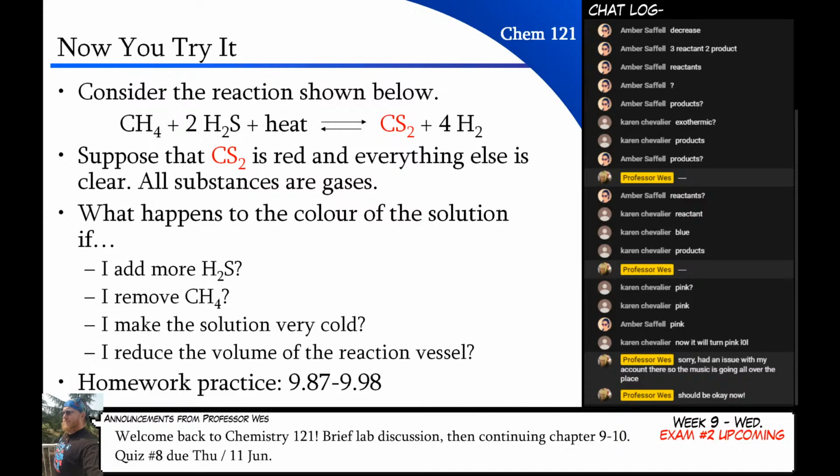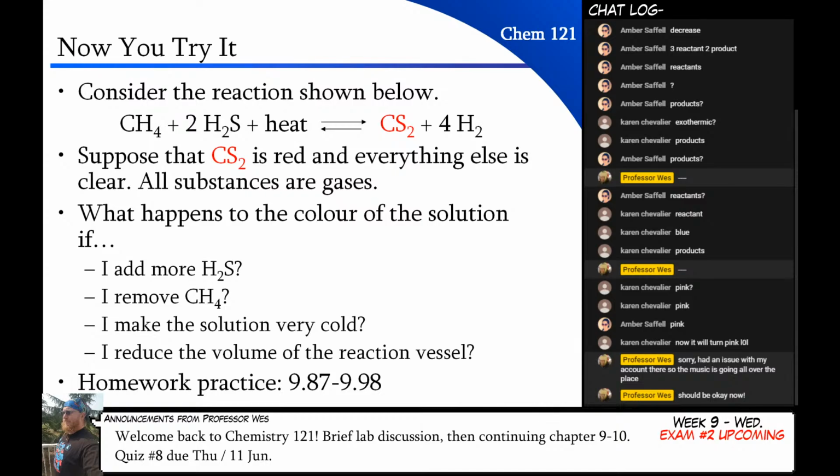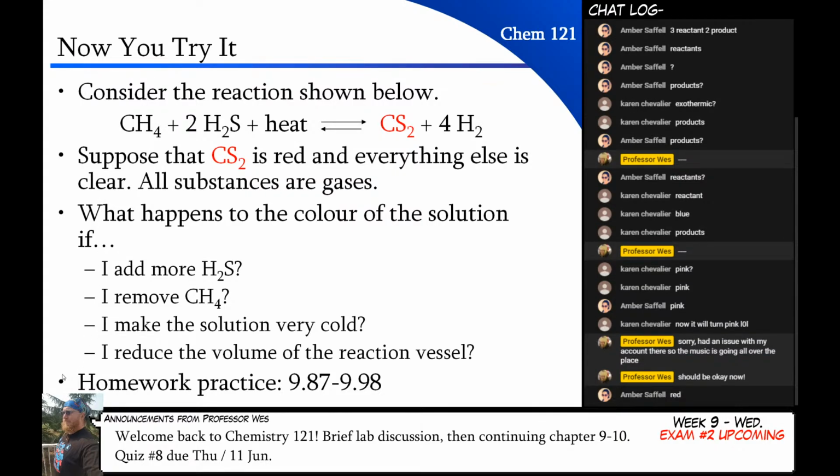Hopefully everybody had an opportunity to look over this question. So let's talk about it. Let's see if we can figure out what happens. So if I add more H2S to this reaction, what will happen to the mixture? Will it become more red or less red? What do you think? Type your answer in the chat. Oh, goodness. Sorry about that. I clicked on the screen and it advanced the slide.